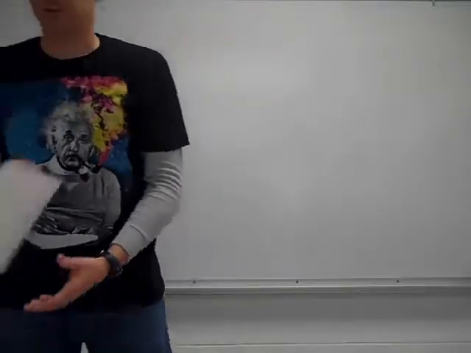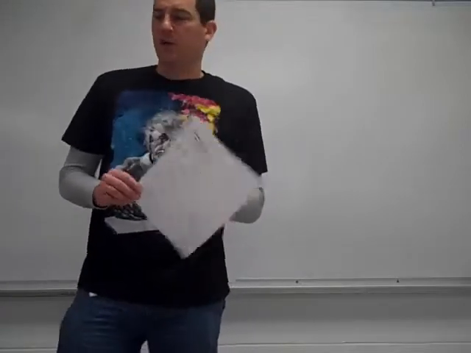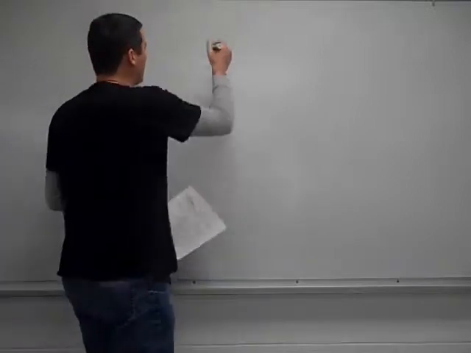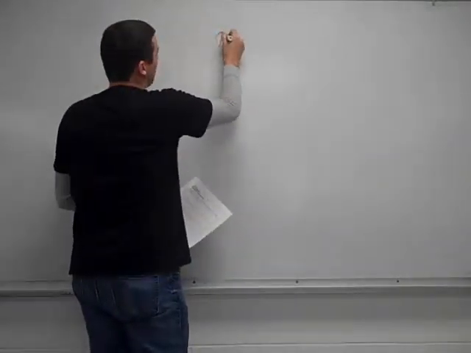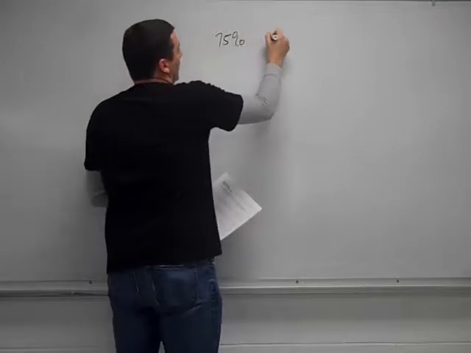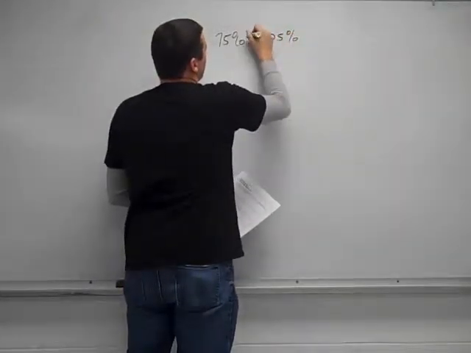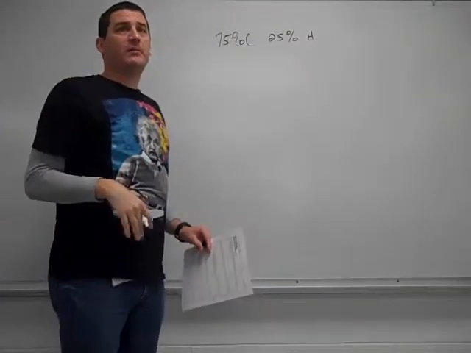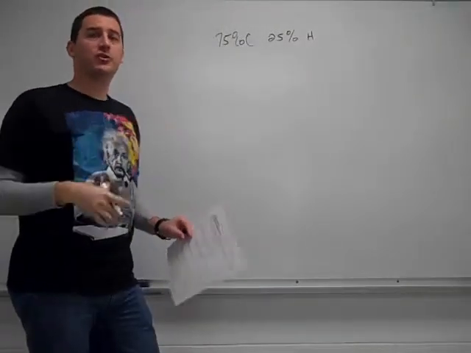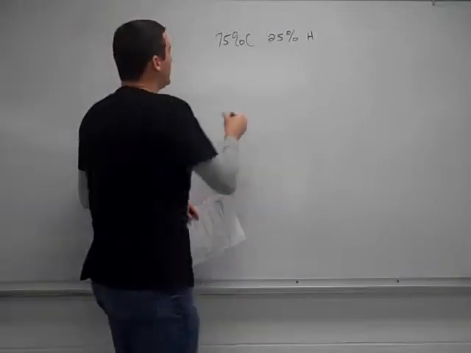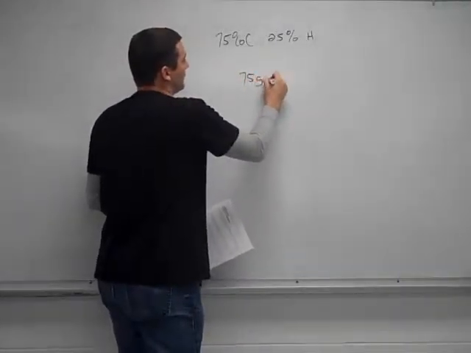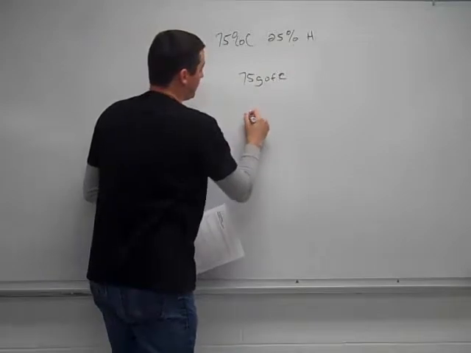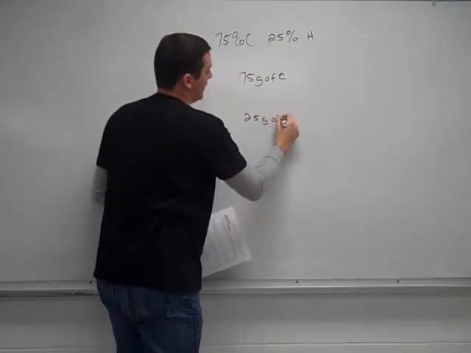So here we go. We're going to do number 1 on the determining empirical formulas page. It's going to look something very similar to this. We have 75% of our compound is carbon, and 25% is hydrogen. Okay, so we're going to take our percentages and make them into masses. We're going to assume everything's out of 100 grams just to make our percentages easy. So we have 75 grams of carbon, and we have 25 grams of hydrogen.